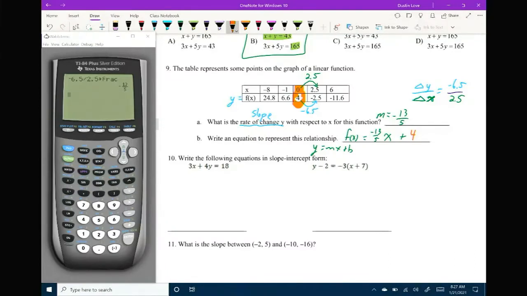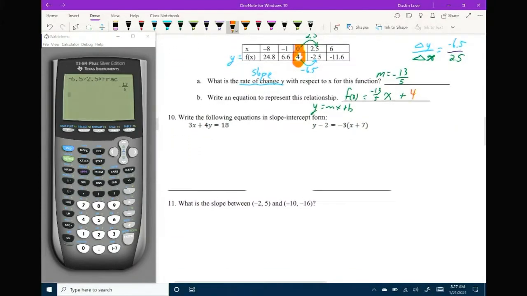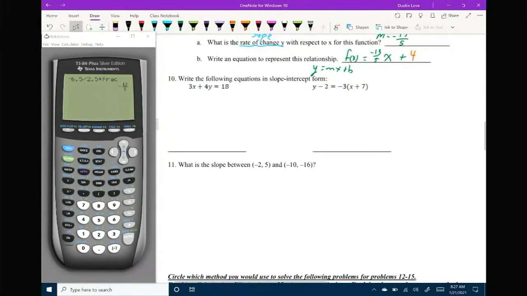Okay, number 10. Write the following equations in slope-intercept form.